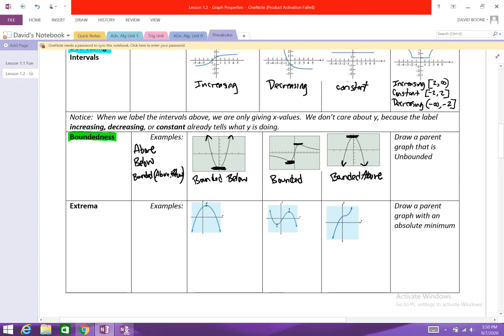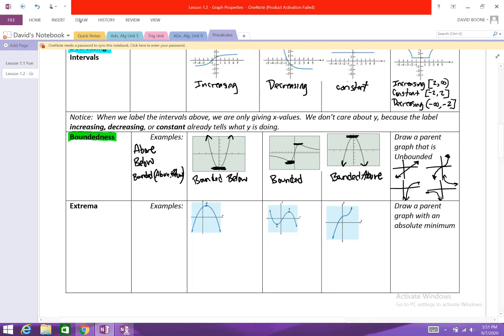So some other examples, it says draw a parent graph that is unbounded. Unbounded could be something like this. Just a linear equation that's going infinitely down and infinitely up. Some of your cubics, that go like this, those lane changes, those are unbounded. Some of your logarithm functions, they go like this, are unbounded. Even your reciprocal or inverse functions, those are unbounded as well, because they go infinitely down, infinitely up.